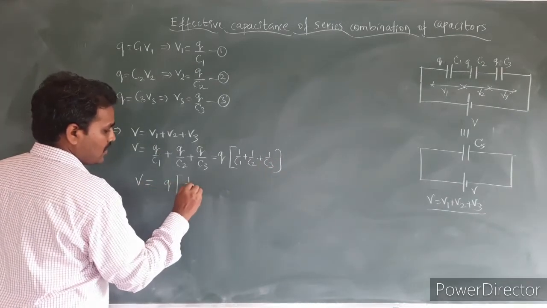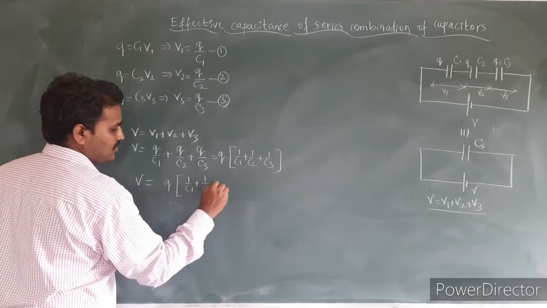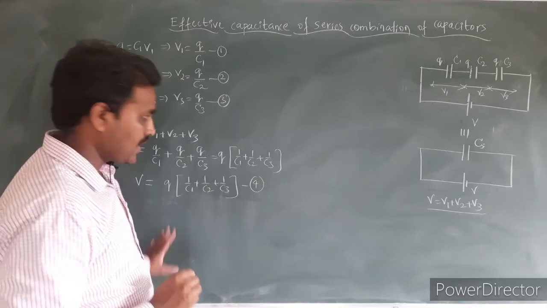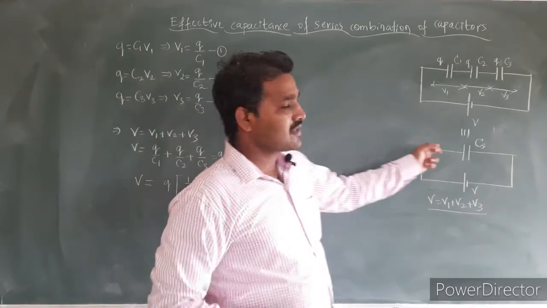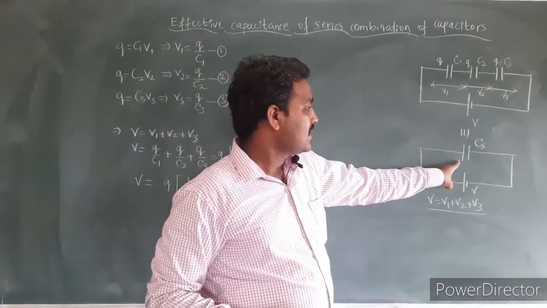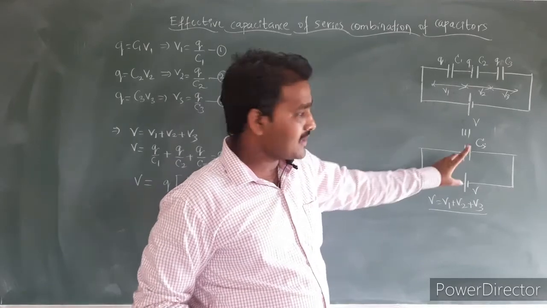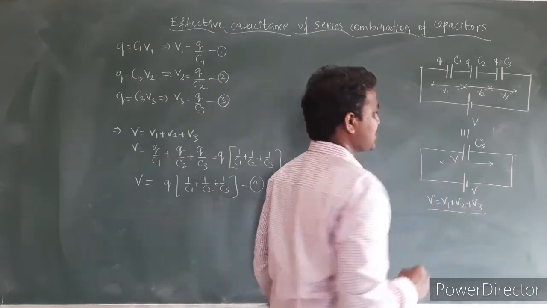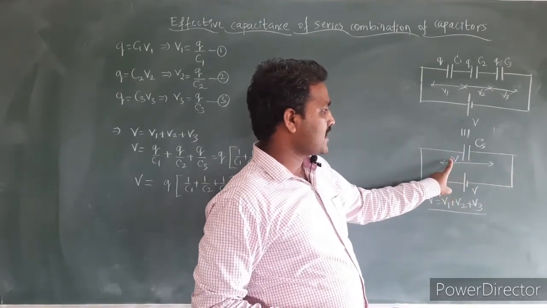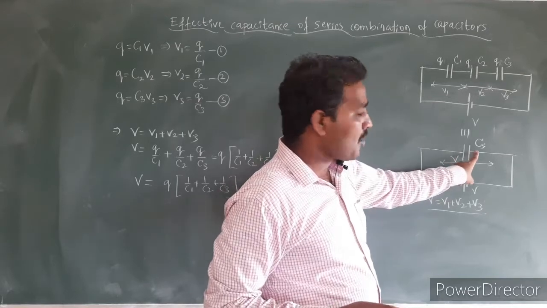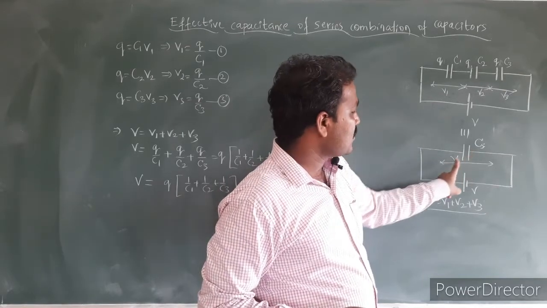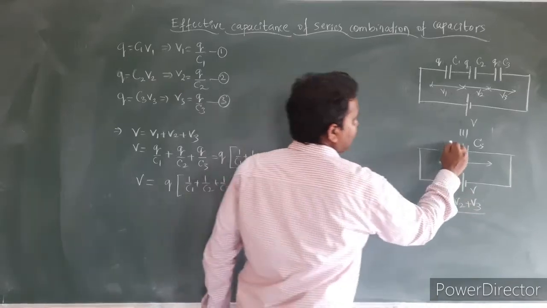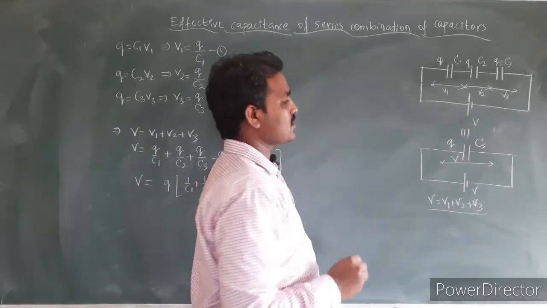Q into 1 by C1 plus 1 by C2 plus 1 by C3. Let it be equation number 4. Then let us consider the effective capacitance here. So I consider the combination of capacitance. Here also, whatever voltage is supplied, all voltage will be consumed by the capacitors. So the potential drop across the combination of the capacitors is equal to the supply voltage, and the charge stored is also the same.